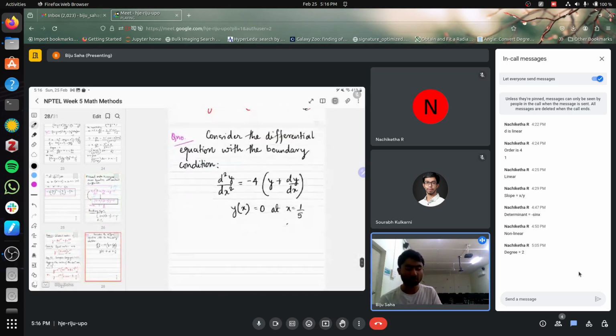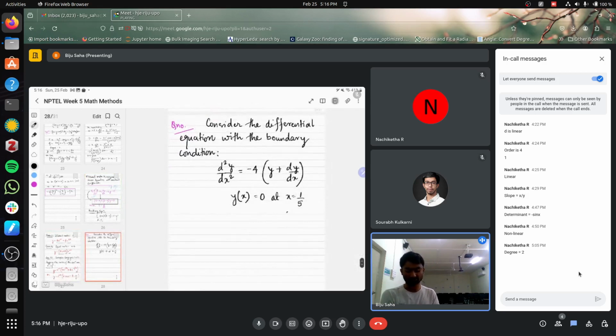So let us go about solving this particular second order differential equation.